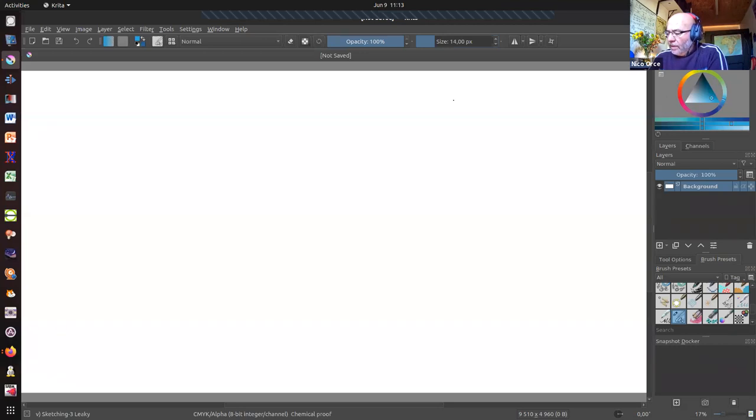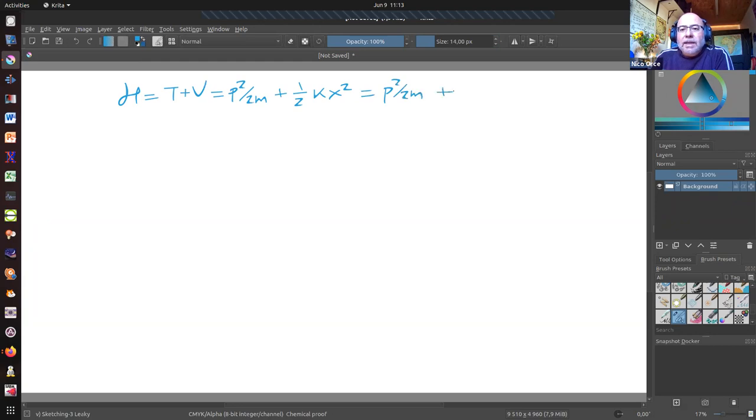So we started with our harmonic oscillator potential, which was given by the Hamiltonian H = T + V, where this was P squared over 2M plus 1/2 of K X squared, which was P squared over 2M plus 1/2 of M omega squared X squared, because it's related to X, right? Where K is M omega squared.